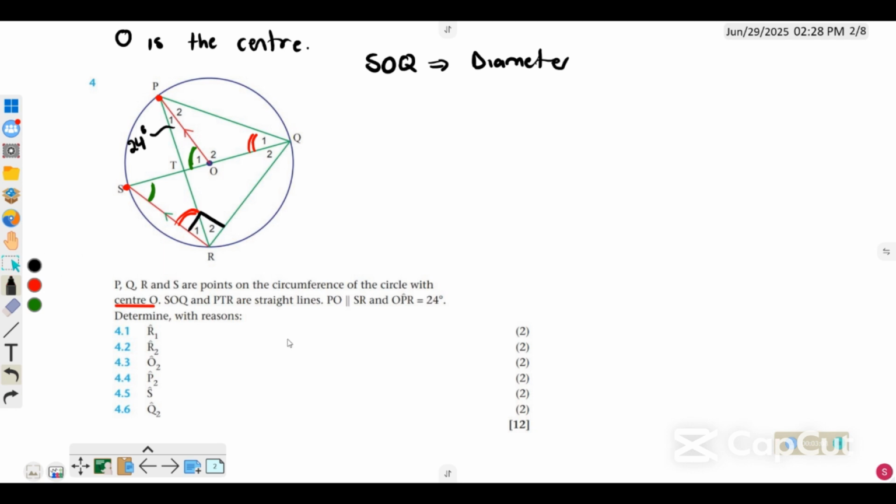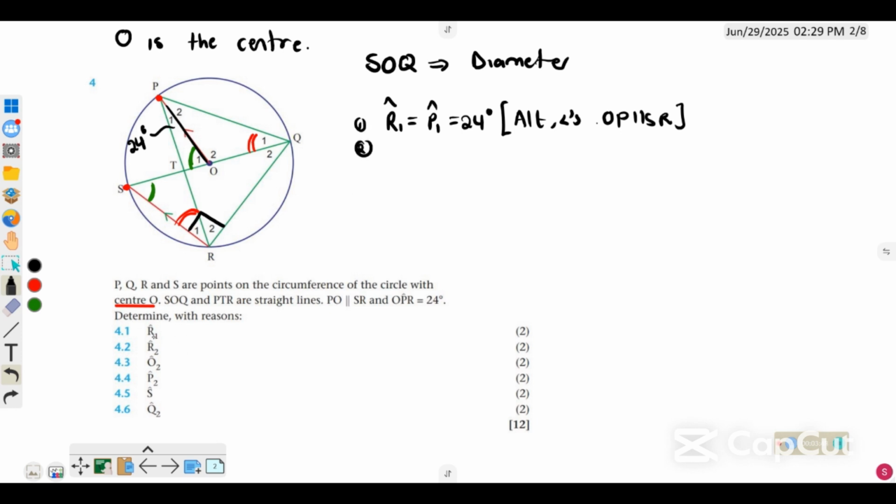First, determine with reasons the size of angle R1. We have to find angle R1. Look at the parallel lines. This line is parallel to that line, which means if we follow alternating angles, angle R1 will be equal to angle P1. So angle R1 equals angle P1, and they are both equal to 24 degrees. These are alternating angles, since the line OP is parallel to the line SR or RS. So this is number one.